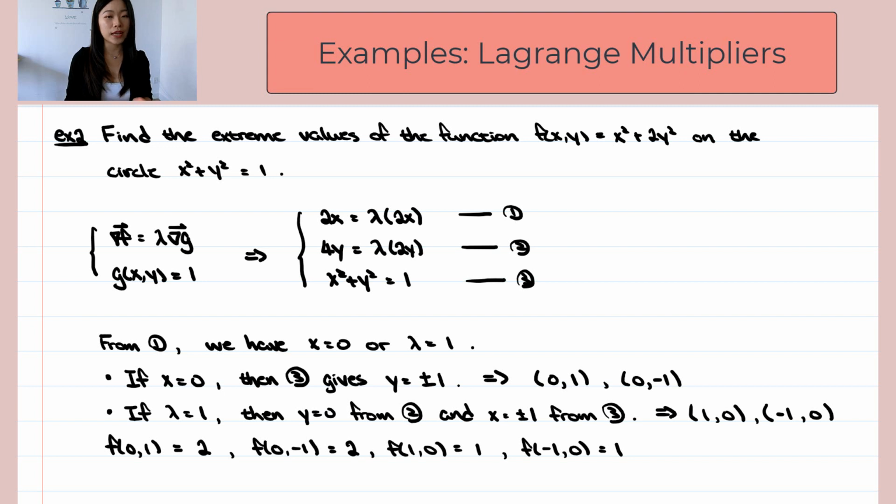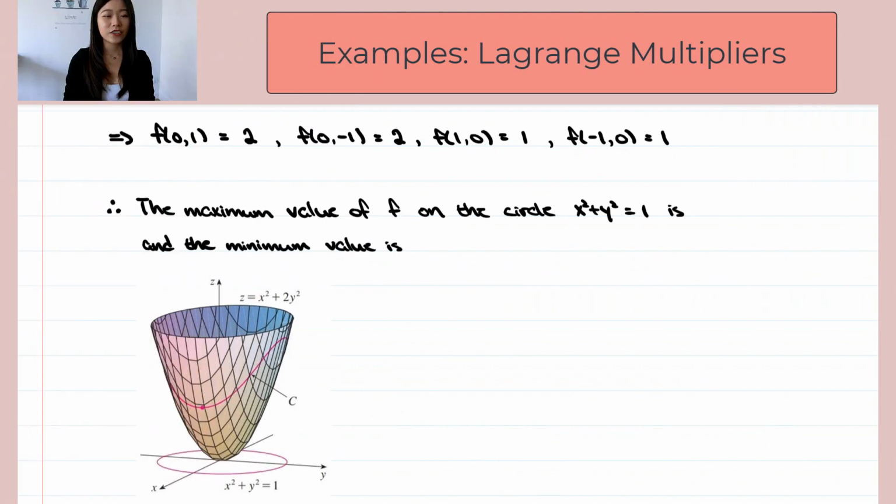Now we have our 4 points with the value of the function. The first 2 points give us the maximum of the function, and the last 2 points give us the minimum of the function, given the constraint x squared plus y squared equals 1. So the conclusion is, the maximum value of f on the circle x squared plus y squared equals 1 is f of 0 and plus or minus 1, which equals 2. And the minimum value of the function is f of plus or minus 1 and 0, which equals 1.